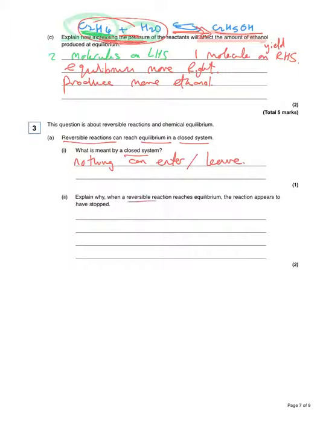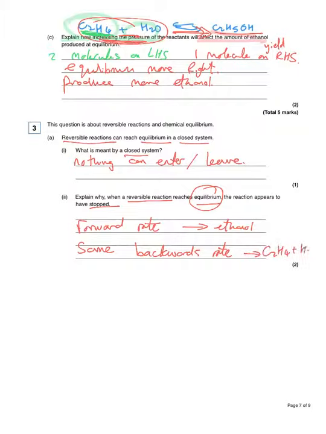Next, explain why when a reversible reaction reaches equilibrium, the reaction appears to have stopped. Well, if it's at equilibrium, what this actually means is the forward rate, so the rate producing ethanol, is exactly the same as the backwards rate. So this is the rate where it's producing ethene and water. So if it's at equilibrium, both rates, forward and backwards, are equal.